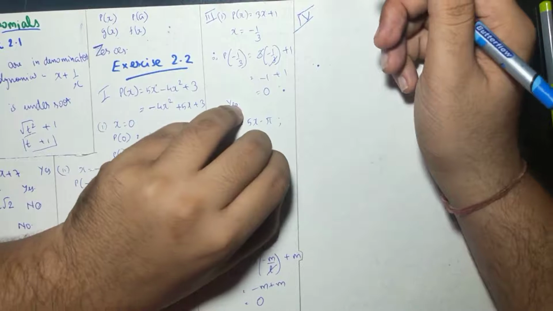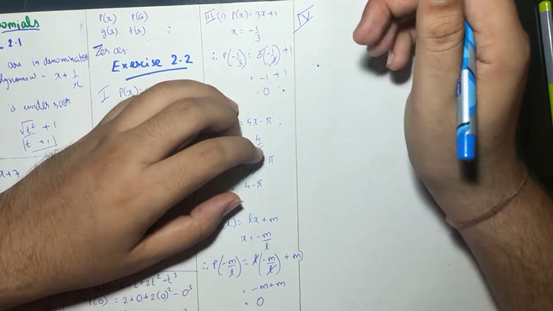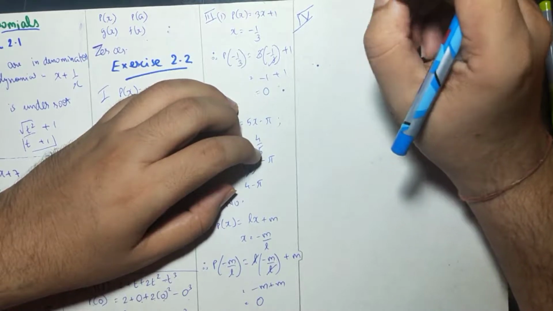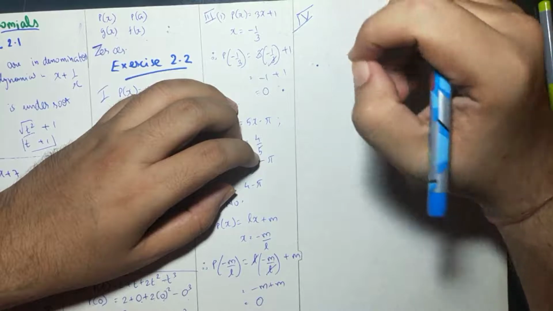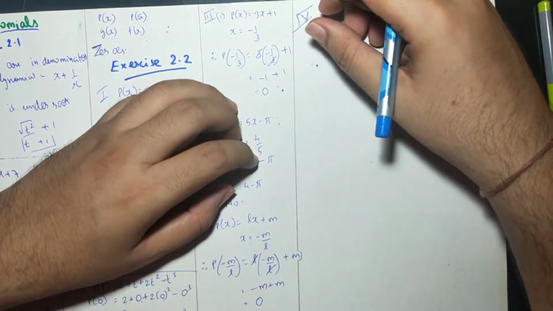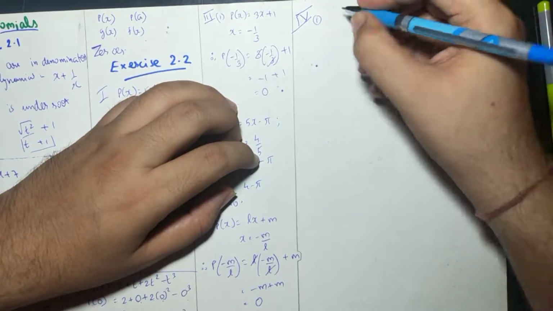Now in the fourth sum, the question is to find the 0 of the polynomial. They have not given us the value of the 0 and we have to verify it. They have asked us to find the 0 of the polynomial in each of the following cases. So how to find a 0 of the polynomial?